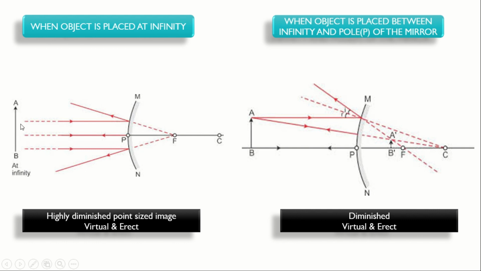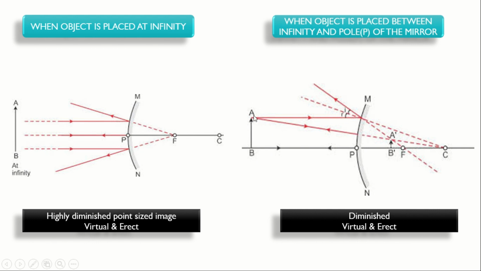When the object is at infinity, the light rays hit the convex surface of the mirror, and after reflection, the reflected rays appear to be coming from a certain point. That point is the principal focus. So this is the first case, that is at infinity. The second case is when the object is placed between infinity and the pole of the mirror. Here the object AB is placed between the infinite region and pole P. It is in the between region and it is a measurable distance.